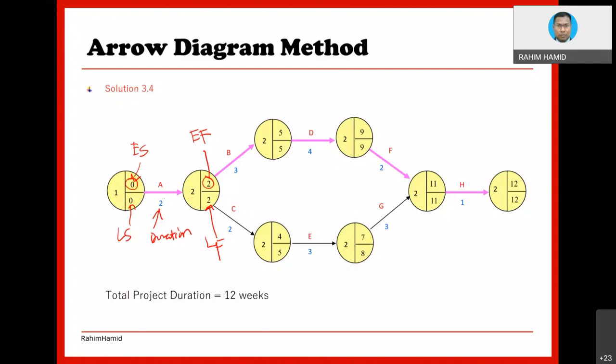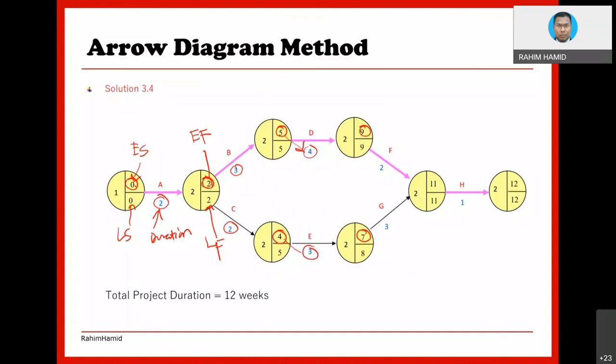0, 0 plus 2. And then the activity will end on day number 2, at the end of day number 2. Then B will start immediately. So 2 plus 3 equivalent to 5. And then how about C? 2 plus 2 equivalent to 4. Okay. For D, 5 plus 4 equivalent to 9. And then for E, 4 plus 3 equivalent to 7.